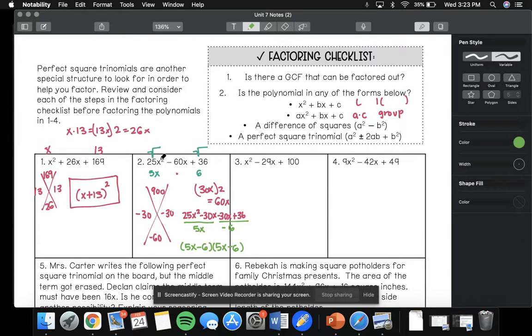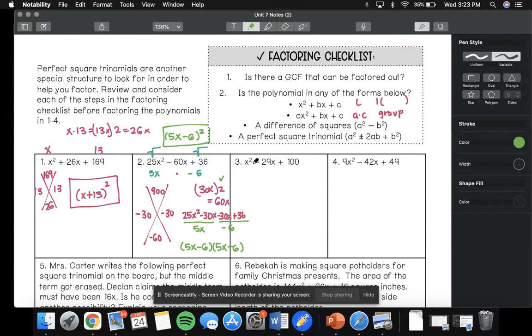Okay, but if you do see the trick at the beginning that it followed the trick of a perfect square trinomial, you could have noticed, okay, well, it has to be 5x minus 6 quantity squared.